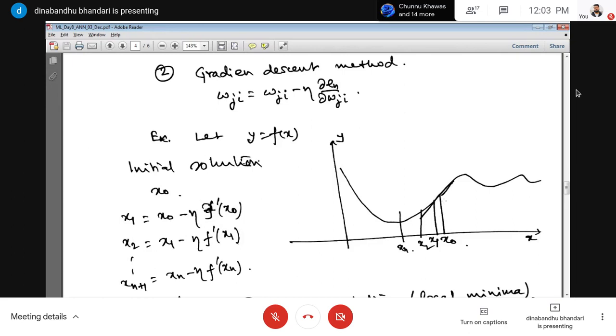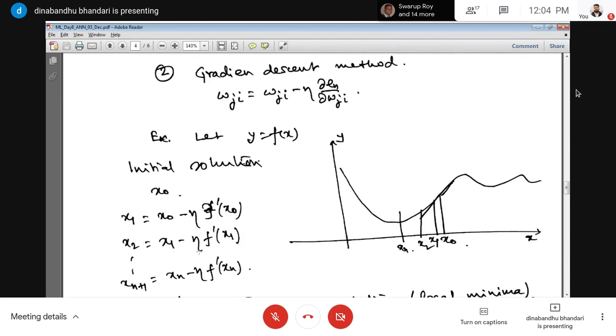Then again at x1, you draw a tangent. The gradient value will be f dash x1, and the new value will be x2 equal to x1 minus eta f dash x1. Now, if you want to find the maxima, we do plus. Since we are trying to find the minima, we do minus. So for maxima you go along the tangent, and for minima you go against it, in the opposite direction. That's why in gradient descent it is minus eta in this formula. If it is gradient ascent, which gives you the maxima, then we go for plus. So this is the gradient descent technique.